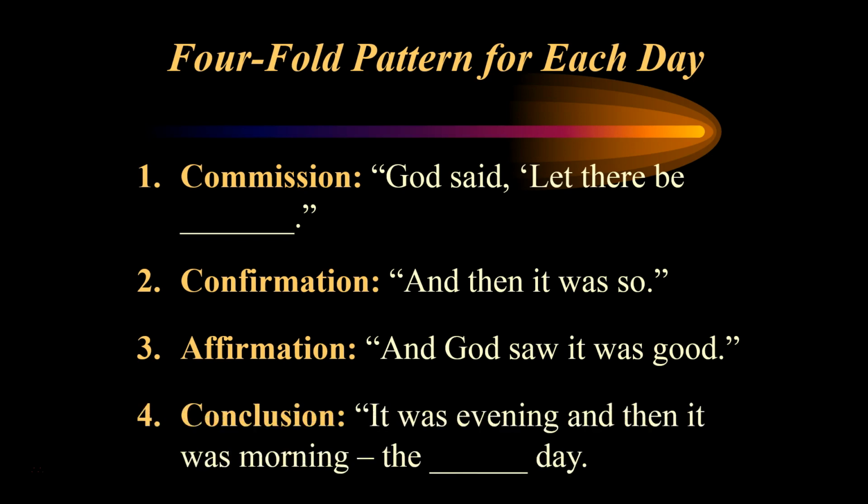And the fourth final aspect of this pattern is that every day closes with the words, "And it was evening, and then it was morning, the whatever day." This fourfold pattern repeats itself over and over again through 6 days, and is only broken when on the seventh day God takes a rest. Now, why does the author use this repetitive pattern?